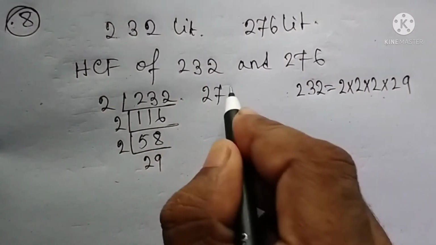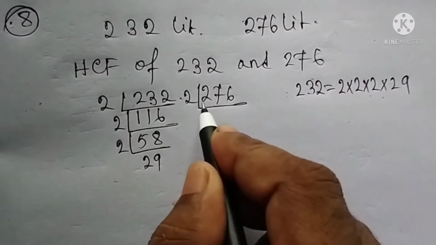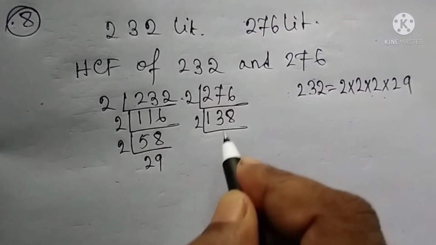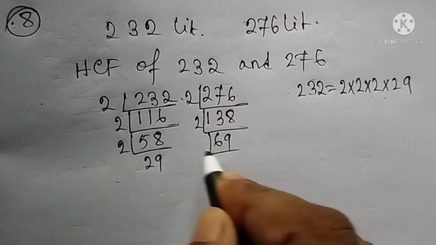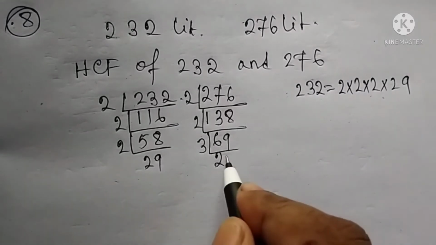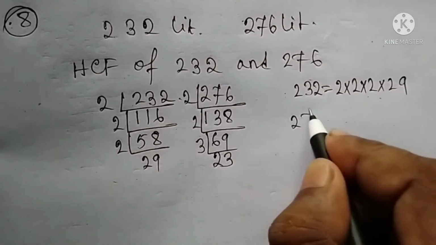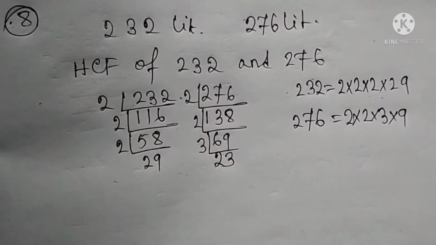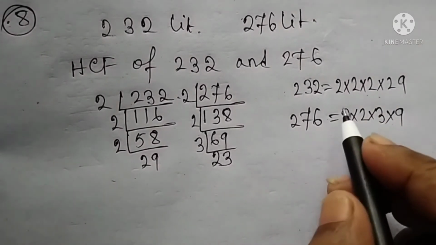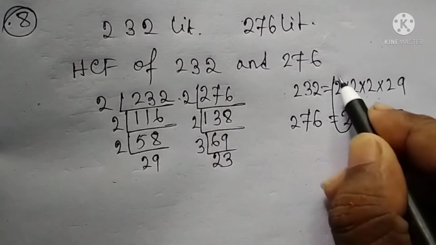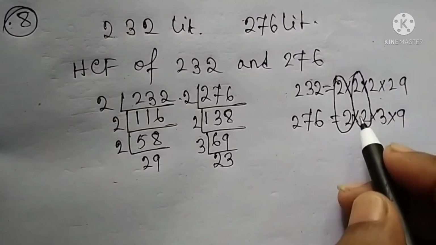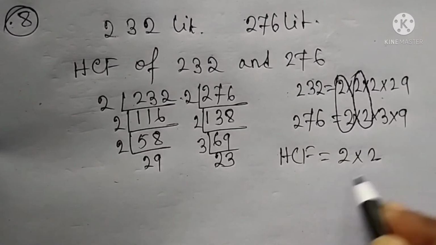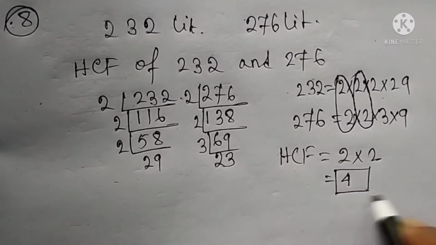And similarly the factors of 276: divisible by 2, 138, and again by 2, 69. Again it's divisible by 3, 23. So the factors of 276 are 2 into 2 into 3 into 23. Now try to find the common factors. That is one 2 and second 2. Is there any common except these two? No. So the HCF is 2 into 2 equal to 4. So our answer is 4.